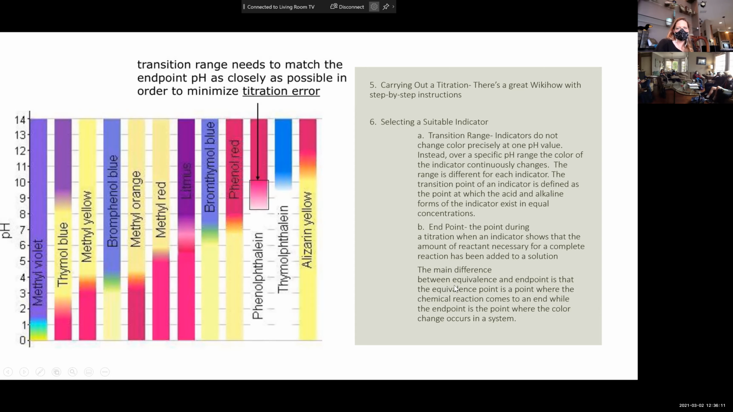So what you're looking for here really is that your equivalence point and your end point are not quite the same thing. Your equivalence point is where your chemical reaction comes to an end, and your end point is where the color change occurs. So here's your end point, your color change occurs. Your equivalence point means you have hydronium and hydroxide in equal amounts, which means you have a pH of 7, right? So end point, color change, equivalence point is when they're equal.